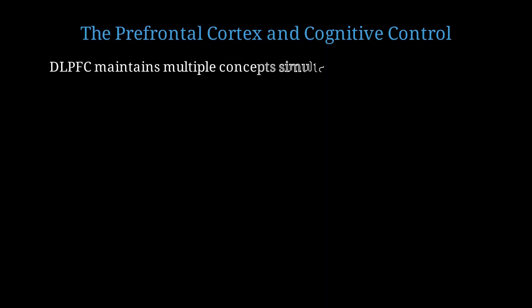The mechanism involves your prefrontal cortex, particularly the dorsolateral prefrontal cortex, which is responsible for cognitive control and working memory. The dorsolateral prefrontal cortex can maintain multiple unrelated concepts in working memory simultaneously. This creates what's called conceptual blending. George Miller famously proposed that working memory can hold about 7 plus or minus 2 items. More recent research suggests it's closer to 4 chunks of information.